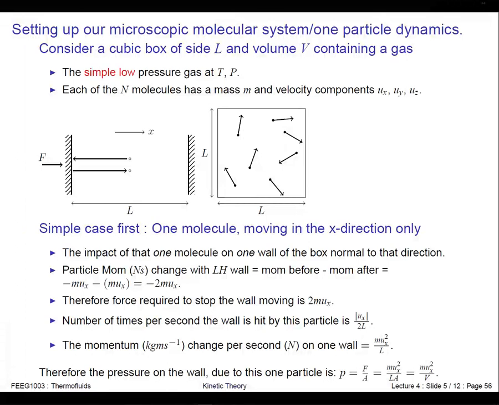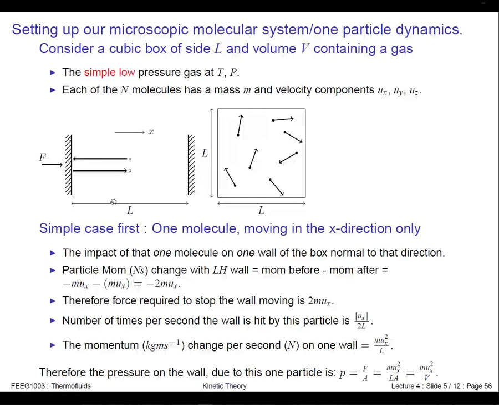And so we can then work out how many momentum changes, if you like, or what's the sum total of the force on the wall due to a certain number of collisions per second. We end up working this out, and that's mu squared divided by L.